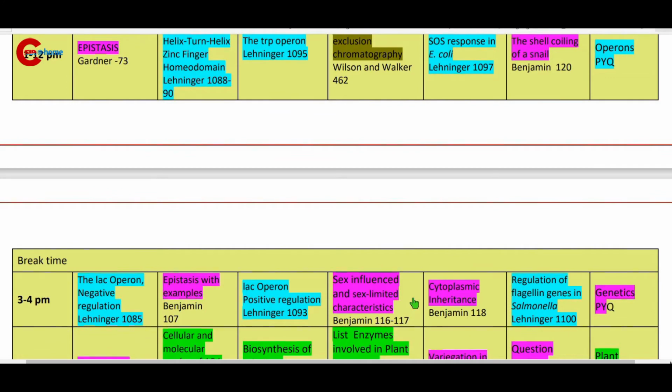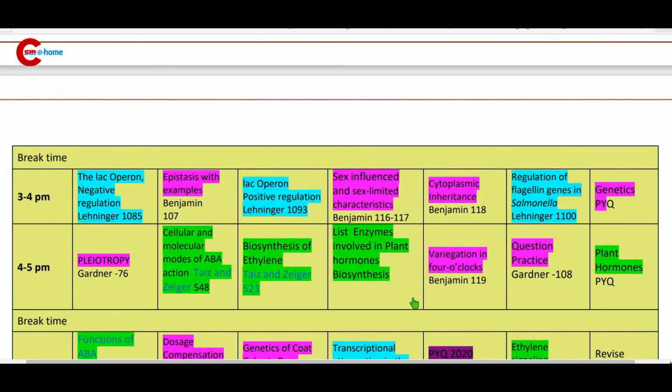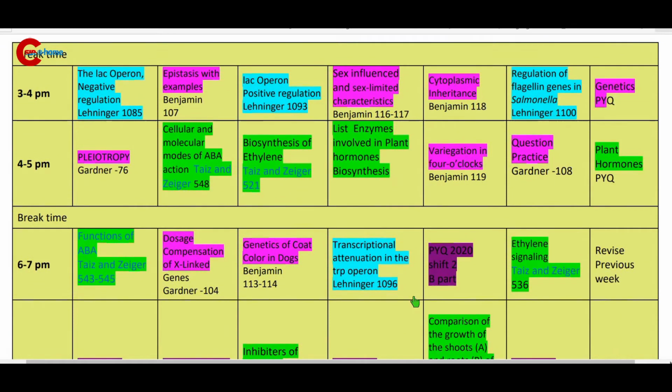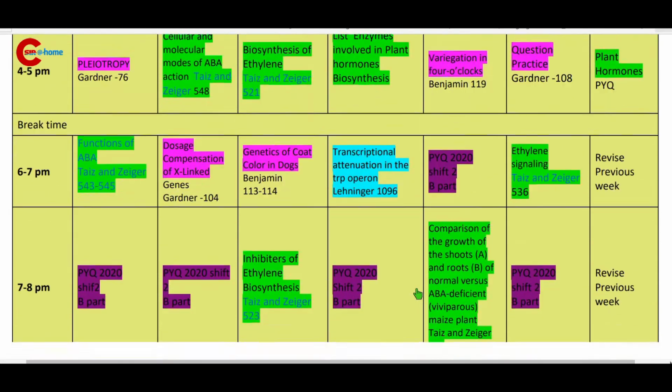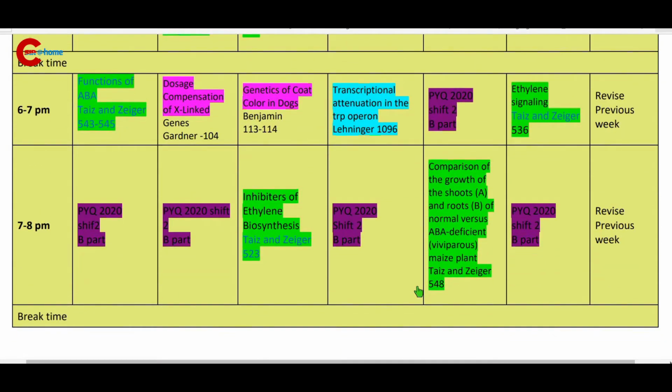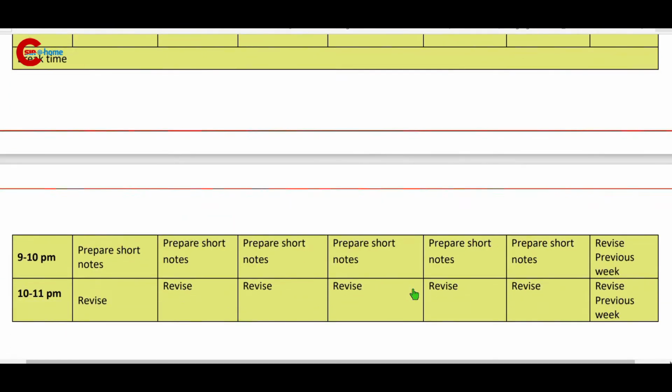4 to 5 p.m. list of enzymes involved in plant hormones. You have studied the synthesis of plant hormones, ABA and ethylene. Now just list out the enzymes involved in plant hormones and study once again. Then 6 to 7 p.m. transcriptional attenuation in the trp operon. Then 7 to 8 p.m. previous year question, that is 2020 B part shift 2. Then 9 to 11 p.m. prepare short notes and revise.